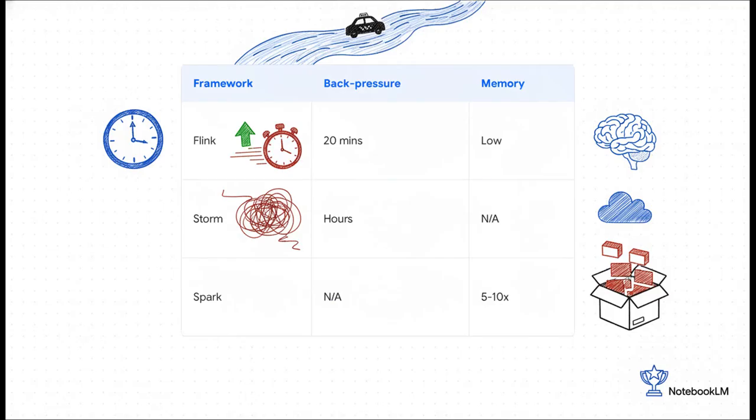Now, when Uber was deciding which tool to use for this massive job, they compared the biggest names in the open source world, and they looked at a specific scenario. When faced with a massive backlog of messages, a situation called back pressure, Apache Storm took several hours to recover. Flink, it took only 20 minutes. And when compared to Apache Spark, Flink consumed 5 to 10 times less memory. For Uber, Flink was the absolute clear winner. Honestly, it was no contest.